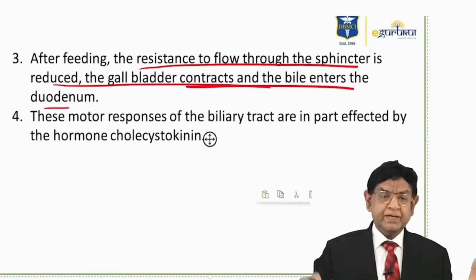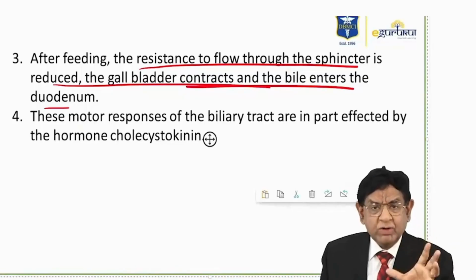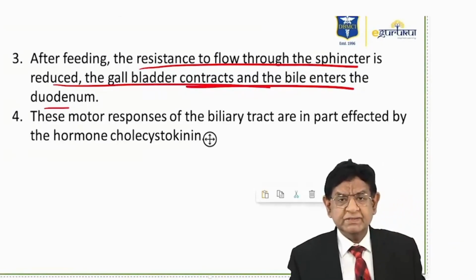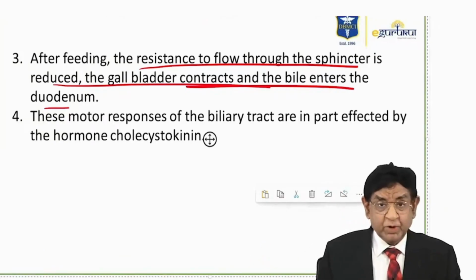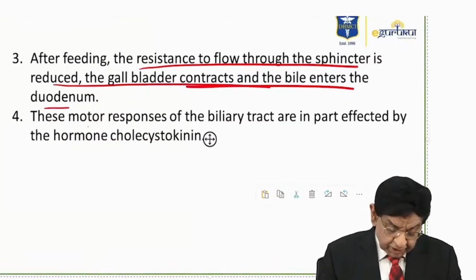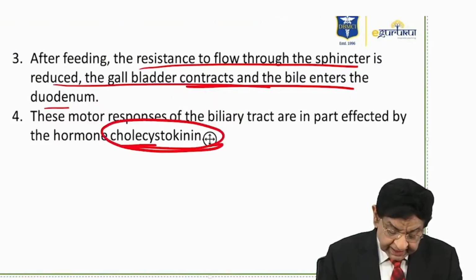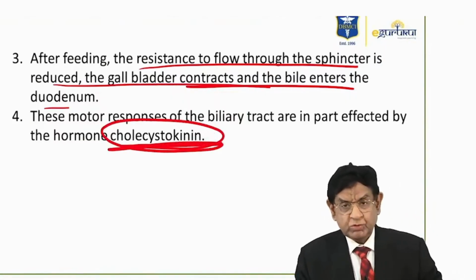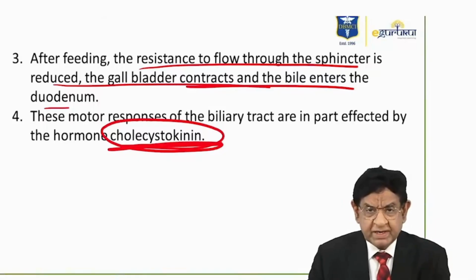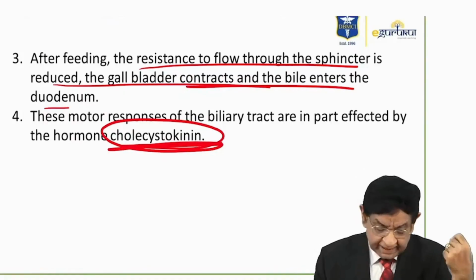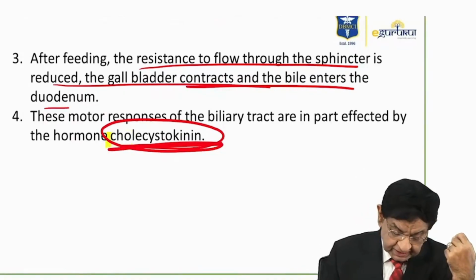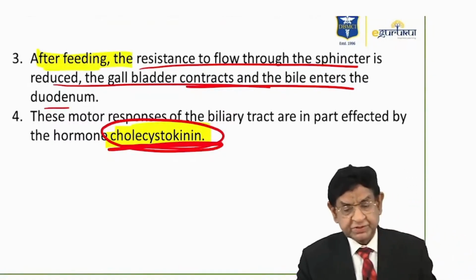But is it complete? No, but why? How does the gallbladder contract after meals? There has to be an impulse. Yes. Now comes the point that this motor response of the gallbladder is due to cholecystokinin. The cholecystokinin comes and contracts the gallbladder, and that's why the gallbladder empties. So friends, what you have to remember is cholecystokinin and after feeding, the two keywords.